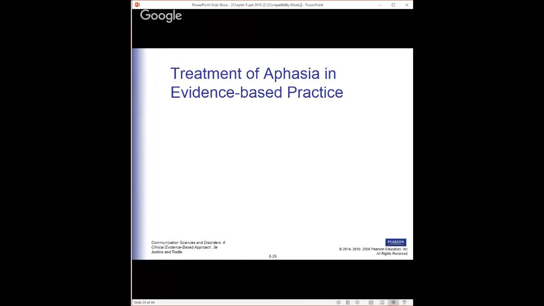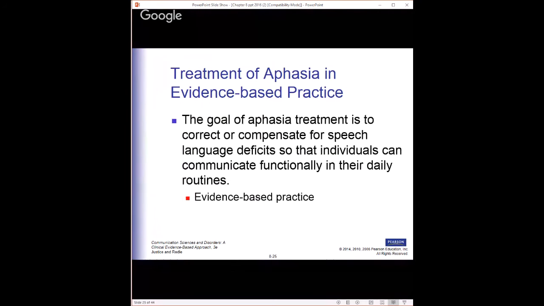The treatment of aphasia and evidence-based practice. So the goal of aphasia treatment is to correct or compensate for speech language deficits so that individuals can communicate functionally in their daily routines. And these goals are going to need to be evidence-based.